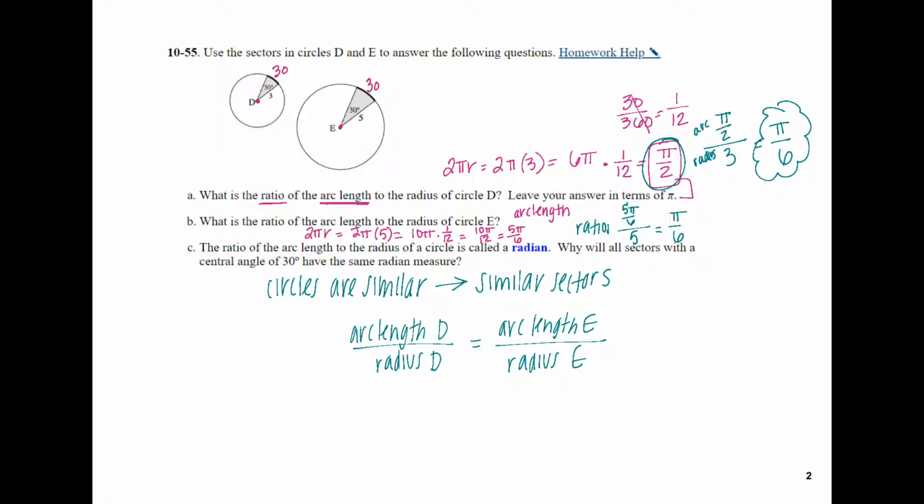So the ratio of arc length to the radius, which is this right here, equals the radian, and will be the same for every 30 degree sector.